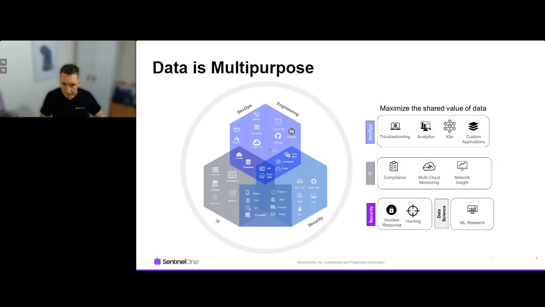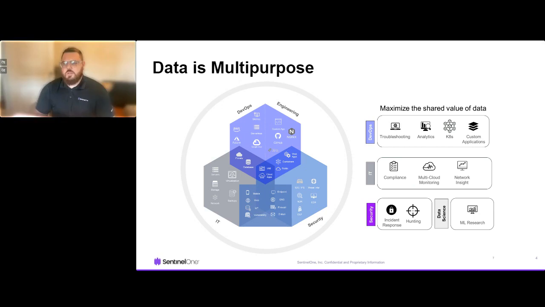The way we think about data is multi-purpose. And so this is a great opportunity for us with our customers and our partners to provide value across all different types of use cases with data, but also teams and segments. So you can kind of see in this slide here that when we talk about Singularity Data Lake, it is not 100% driven only on security outcomes.